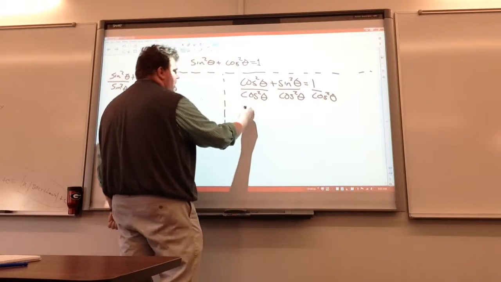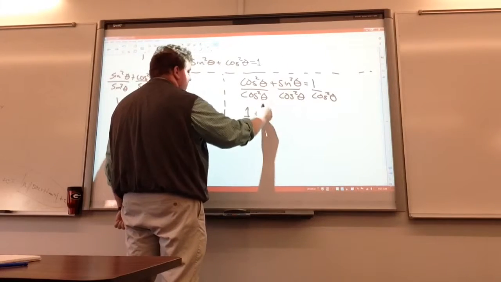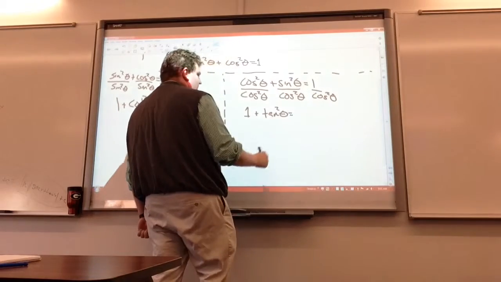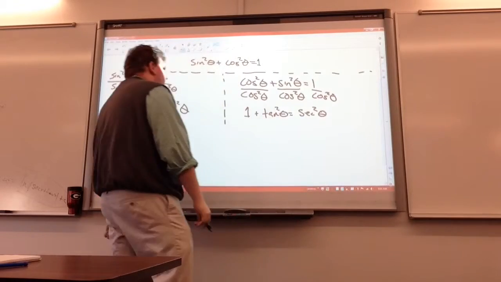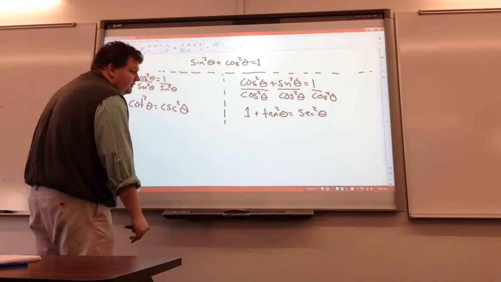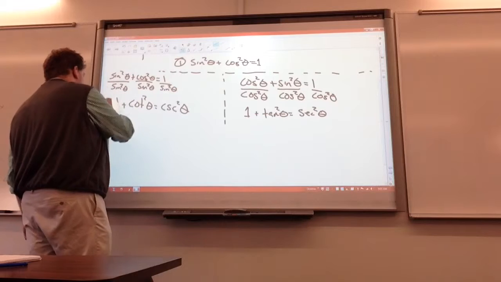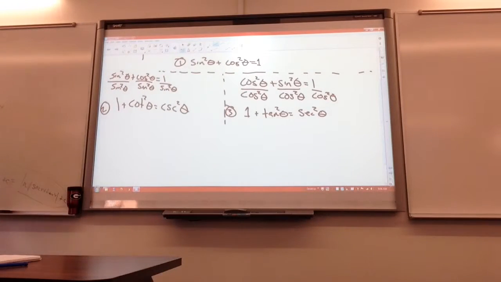This right here becomes 1. Sine over cosine is? Tangent. So tangent squared of theta. And 1 over cosine becomes? Secant. So secant squared of theta. And we've got another Pythagorean identity. So our 3 Pythagorean identities, there's our first one, second one, third one. Okay? And there you have it.